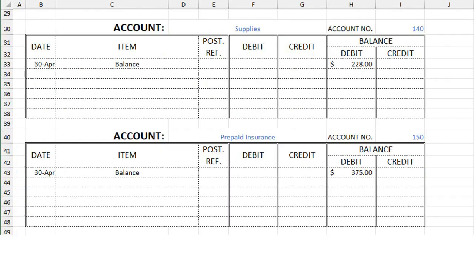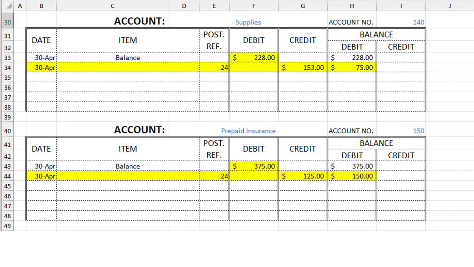Now we need to put the adjustments in the general ledger. Scroll down to the general ledger, which shows the supplies account with the account number 140 and the prepaid insurance account is number 150. Copy the information from the journal into each account. For the first line, fill in $228 into the general debit column.